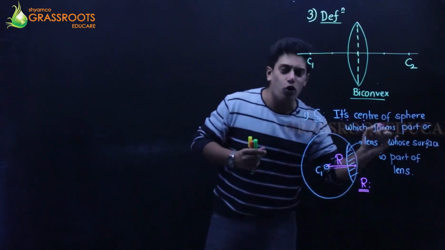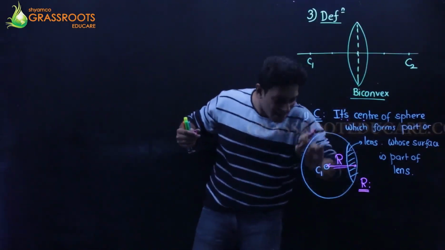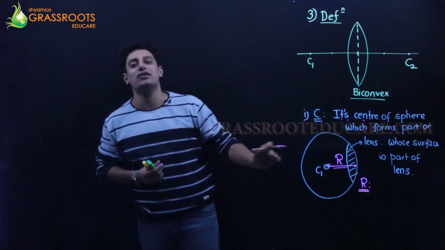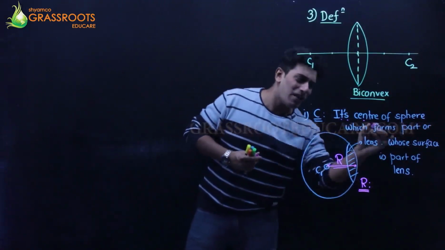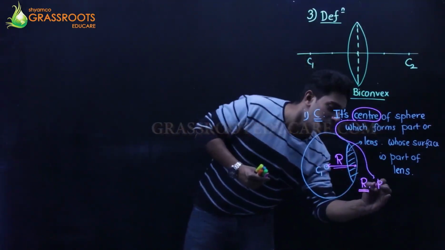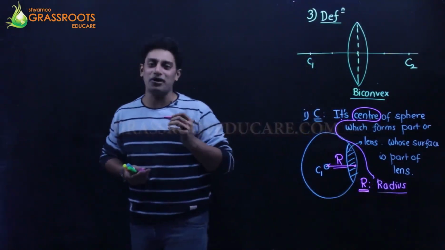Yes, which forms, और जो once upon a time ये टुकड़ा है एक sphere का. So whose surface forms a part of the lens. Yes, so same definition, center के बदले it will be nothing but a radius of a sphere whose surface forms a part of a lens.